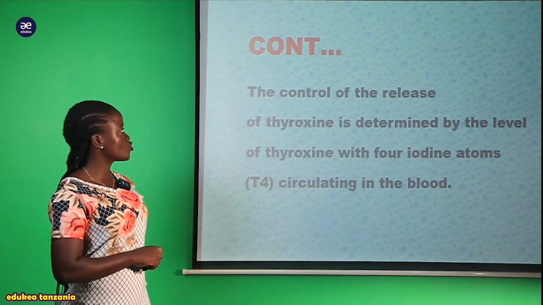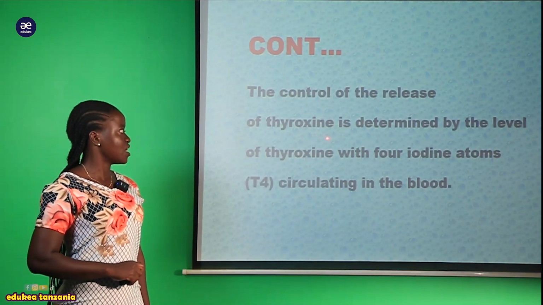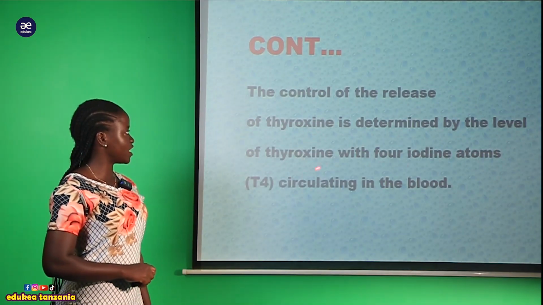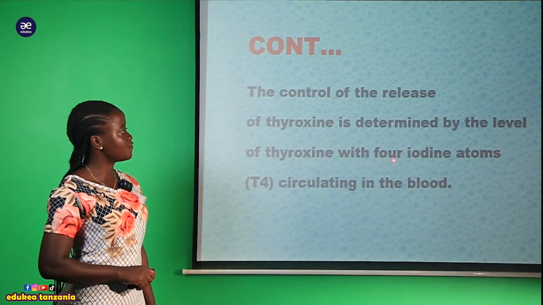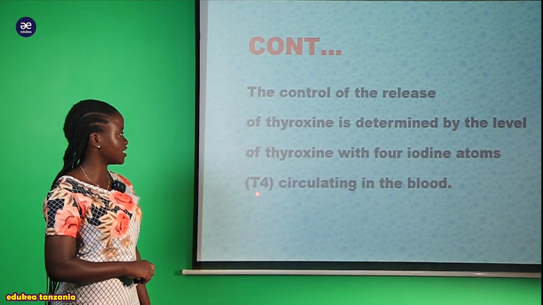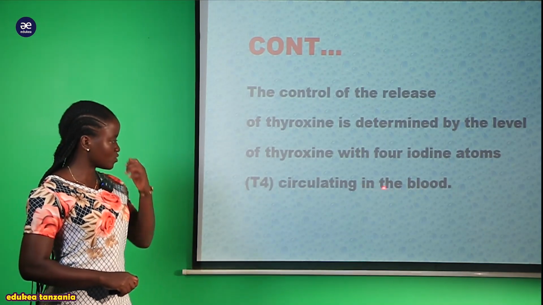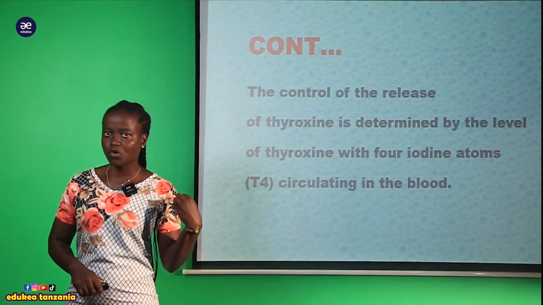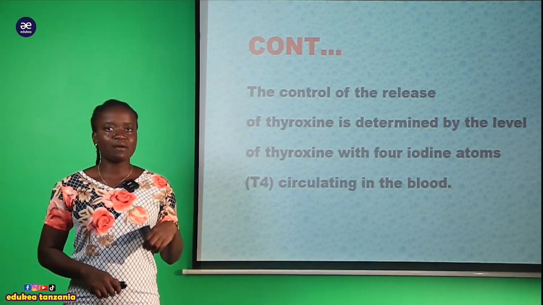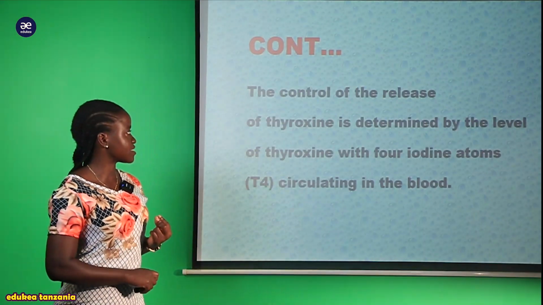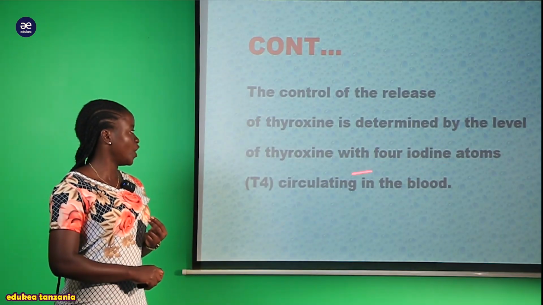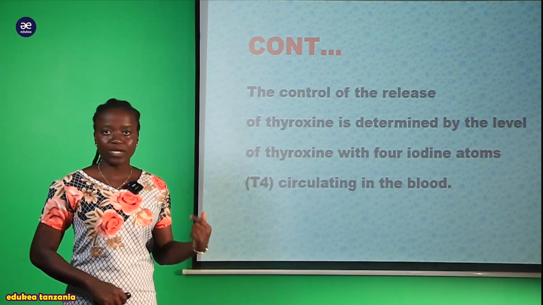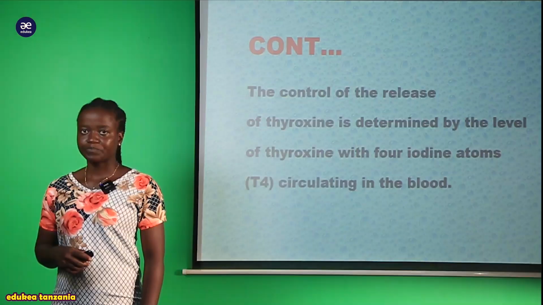Now the control of the release of thyroxine is determined by the level of thyroxine with 4 iodine atoms, that is T4, circulating in the blood. So they control the releasing of the thyroxine hormone within the blood. Tunasema kwamba inazuiwa due to the presence of the 4 iodine atoms ambayo ina circulate within our blood.